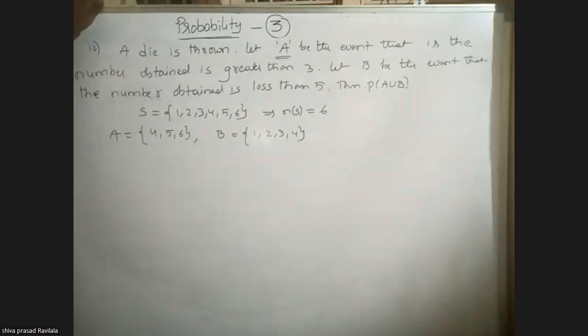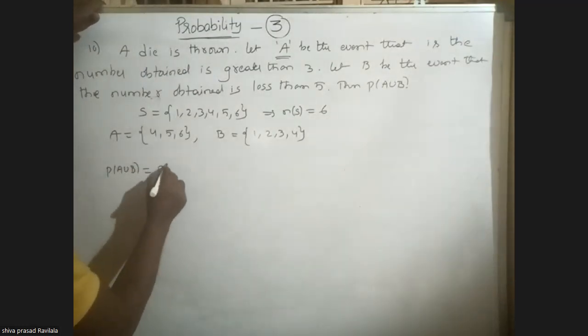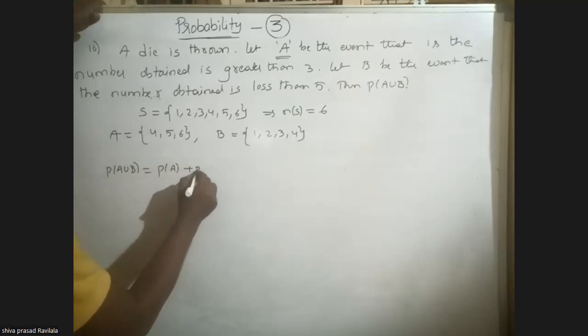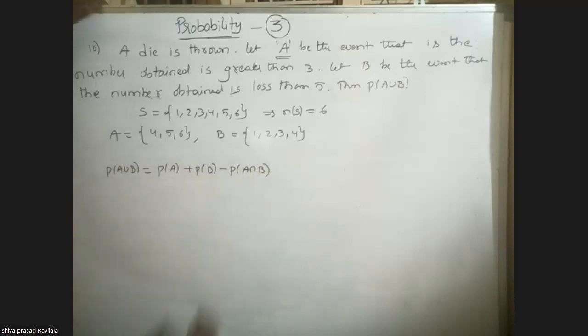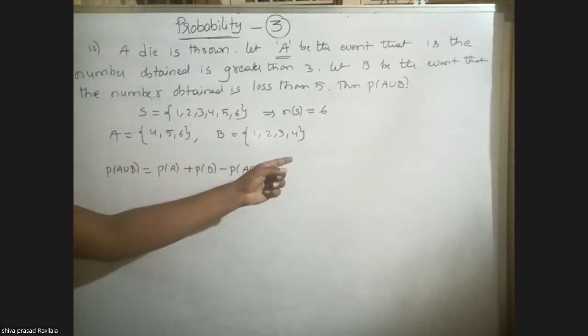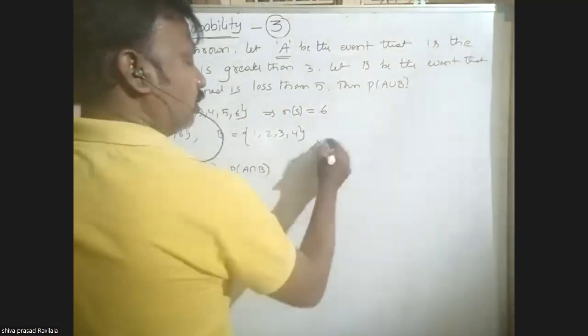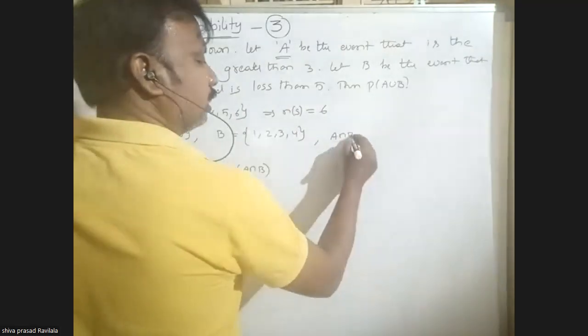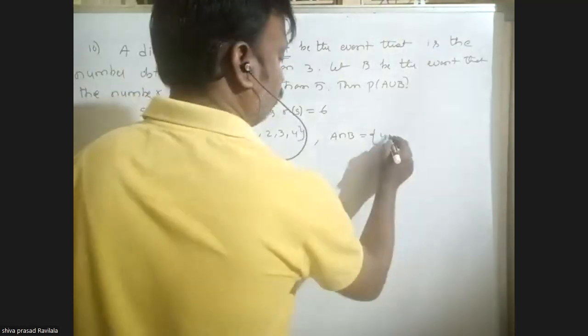Next, we have to find one more condition. What's that? A is there, B is there. What is the addition theorem? Probability of A union B is equal to probability of A plus probability of B minus probability of A intersection B. That means we have to find the third case: first A, second B, and third one A intersection B, the common of these two only. Here 4, and that one is only one element.